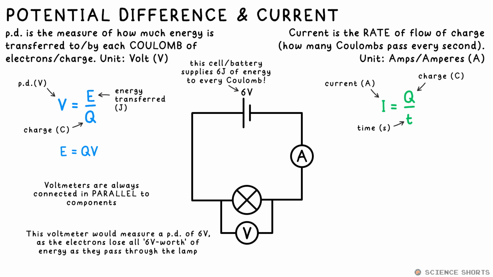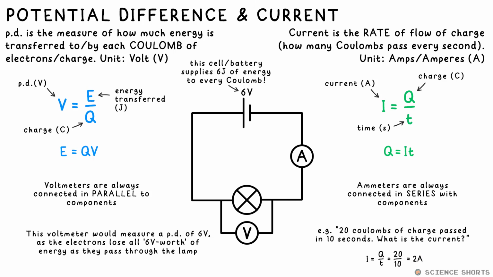Blame the French for that, as they called current intensité du courant. Again, you're probably going to see the rearranged version of this equation on your formula sheet. Q equals IT. That's I times T, current multiplied by time. We measure current with an ammeter. Note that's not an amp meter. Unlike a voltmeter, an ammeter must go in series, which means in line with the component we want to measure the current flowing through.